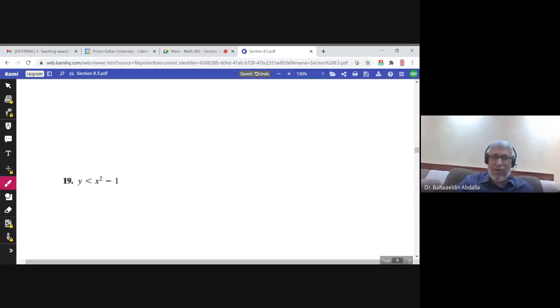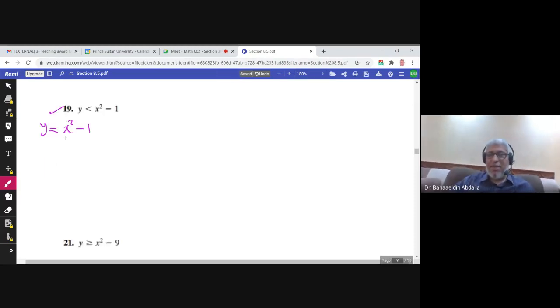Let us solve question 19. First step, as usual, is to change the inequality to an equality and then try to graph this equation. What is the graph of this equation? This is a parabola, shifted 1 unit down. We know the graph of y equals x squared. Take it 1 unit down, so it would be here.